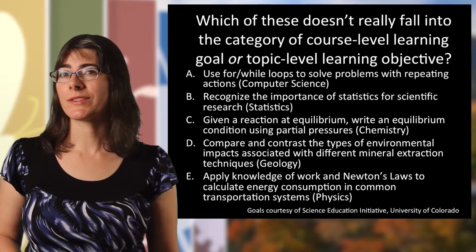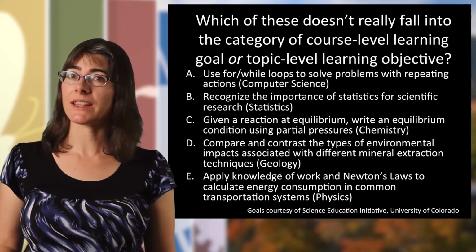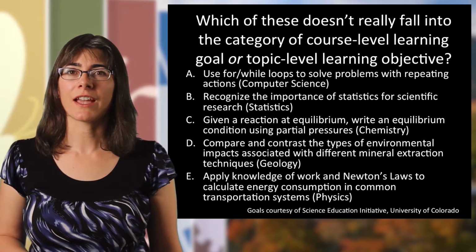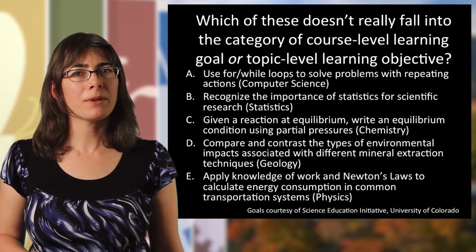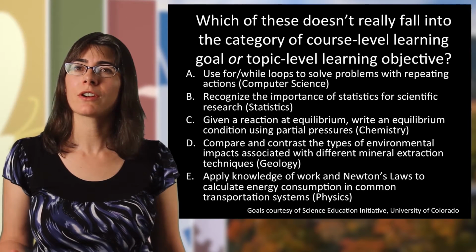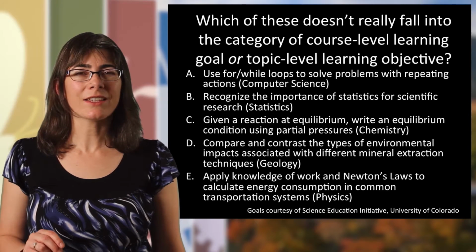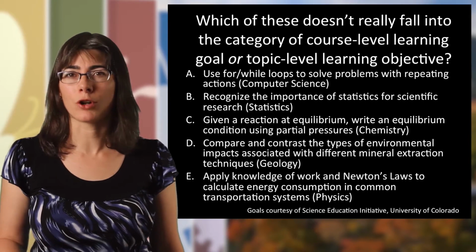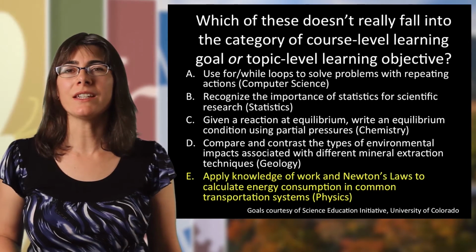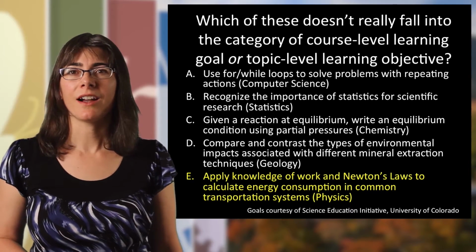So recognize the importance of statistics for scientific research. That looks like a nice, clear course level goal. I could imagine getting at that through several different topics. But what about E? Apply knowledge of work and Newton's laws to calculate energy consumption. That's a pretty big goal. If that was where the goal ended, I would say that's probably a good course level goal. But then it says in common transportation systems. So it's got this really specific context for that broad goal. So it's this weird hybrid of a topic level and a course level goal. So to me, E is the sort of fuzzy one that doesn't really fit into either category. You could argue with me on that, but that's my thinking on it.